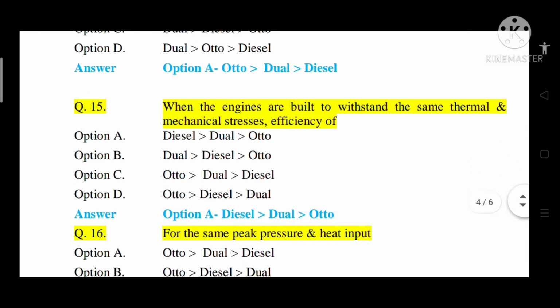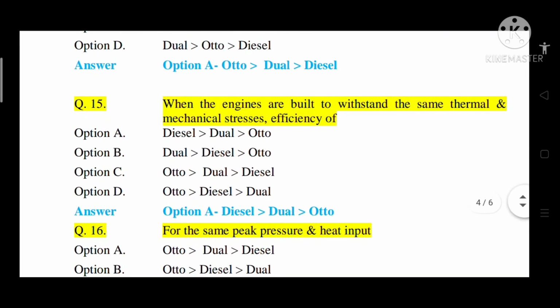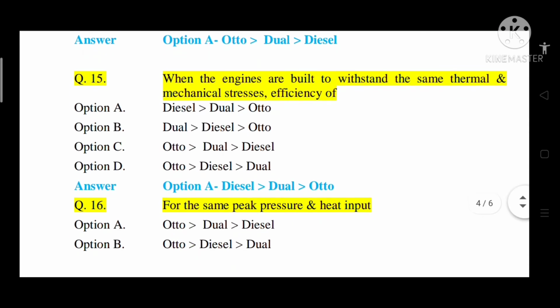Question number 15. When the engines are built to withstand the same thermal and mechanical stresses, the efficiencies of options are: option A, diesel is greater than dual is greater than Otto. Option B, dual is greater than diesel is greater than Otto. Option C, Otto is greater than dual is greater than diesel. Option D, Otto is greater than diesel is greater than dual. So correct answer is option A, that is efficiency of diesel is greater than efficiency of dual is greater than efficiency of Otto.